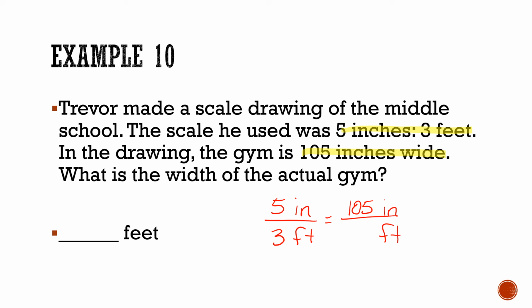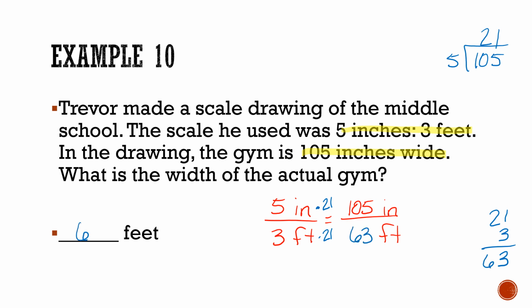So we went from 5 to 105. So we know that we're multiplying because we went up in number. So you may have to go out to the side and divide that. 105 divided by 5. So 5 will go into 10 2 times, and 5 will go into itself 1 time. So we're multiplying by 21. So we're going to do the same on the bottom. So 21 times 3. 3 times 1 is 3, and 3 times 2 is 6. So it is really 63 feet wide.